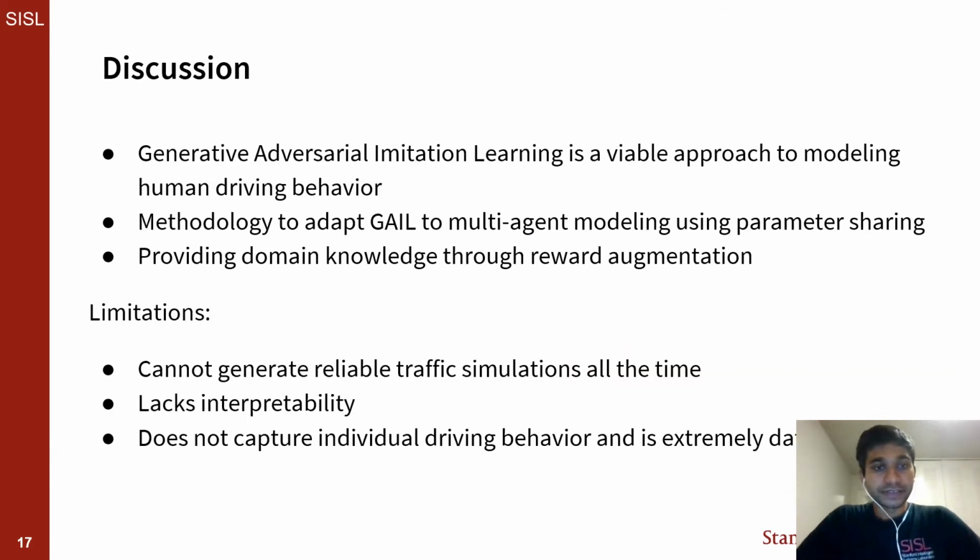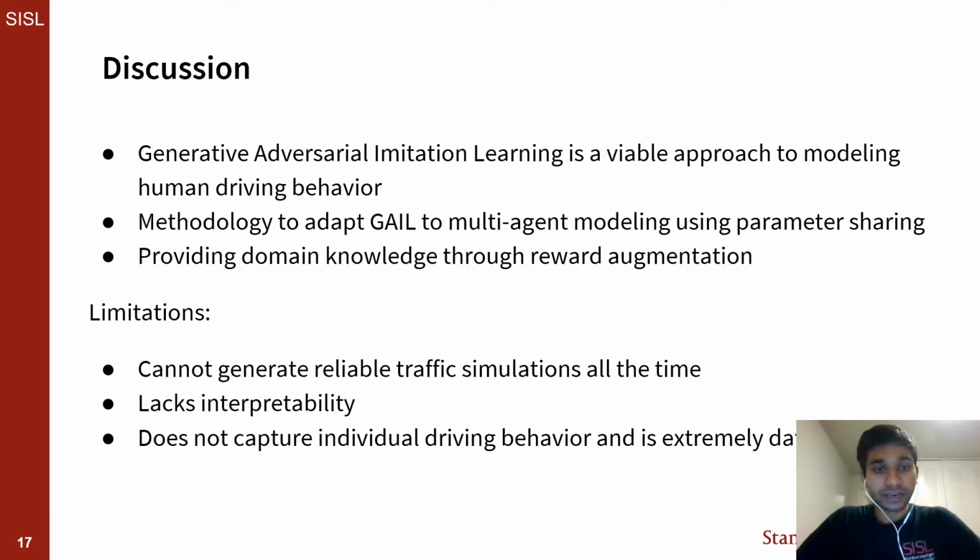So to summarize this section, I presented generative adversarial imitation learning as a viable approach to modeling human driving behavior. And I presented two methodologies to change GAIL for the multi-agent modeling and driving problem specifically. For the multi-agent modeling, I presented parameter sharing that used the assumption of cooperation between agents. And to provide domain knowledge, I presented the reward augmentation approach, where we provided the learning agent with external rewards to specify its driving behavior.